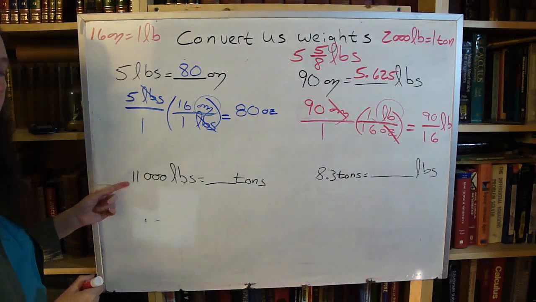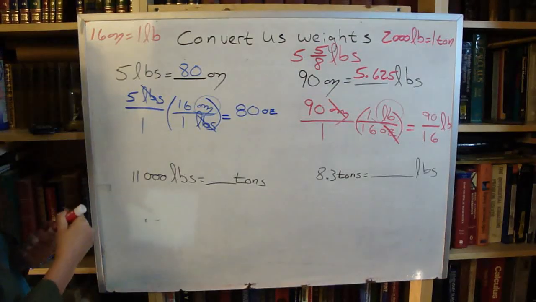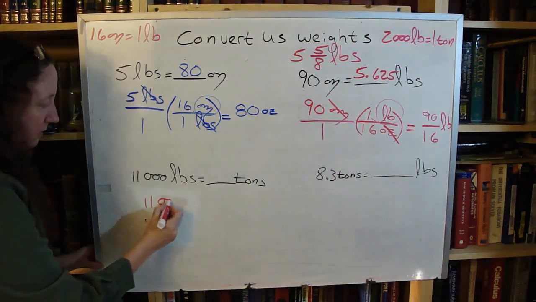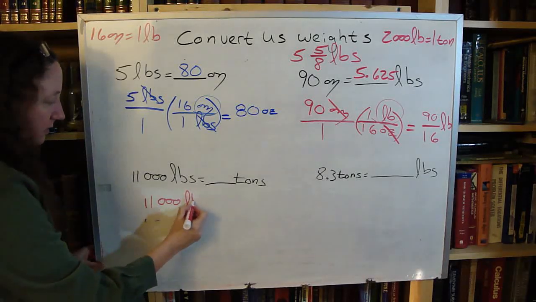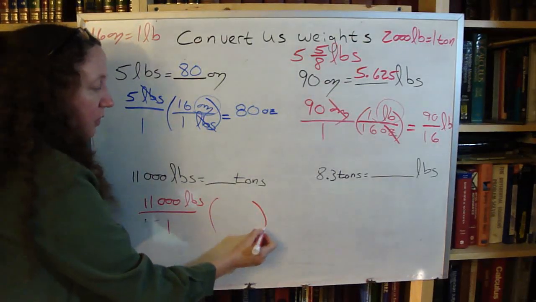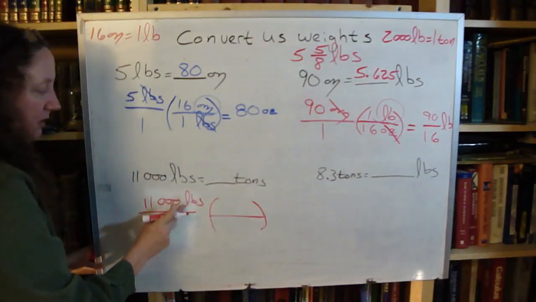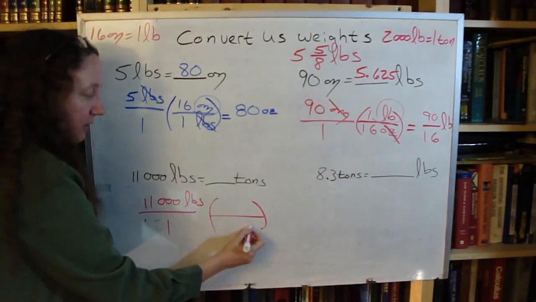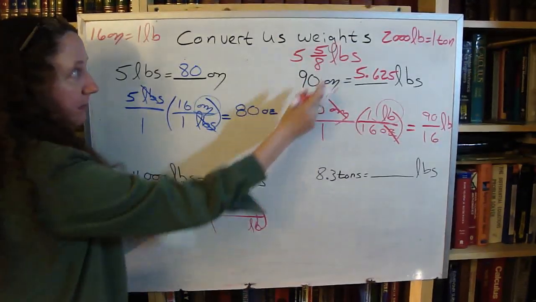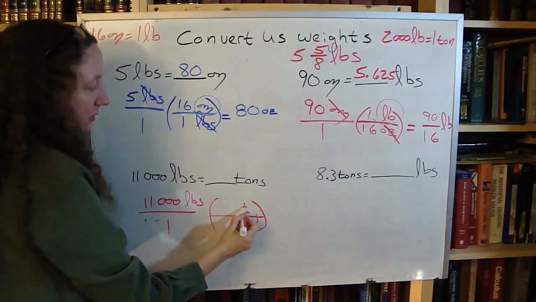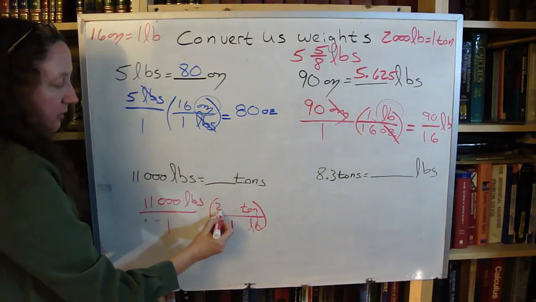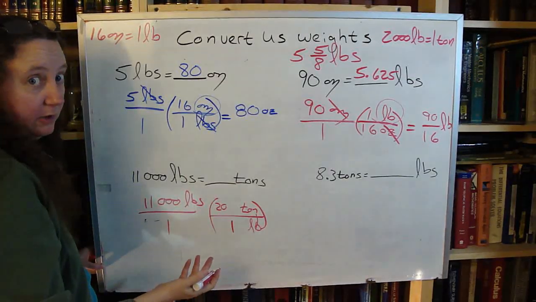Down here, we're going from pounds to tons. So I'm going to set this up as a fraction. I want to open my conversion factor. I put pounds on the top. To get rid of them, I put them on the bottom. I can go directly from pounds to tons. I know 1 pound is, see what I'm doing here? Got it backwards.